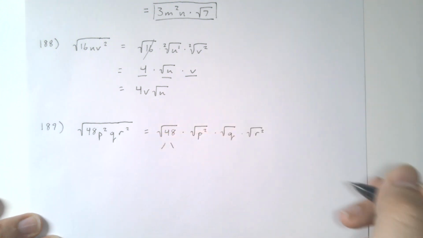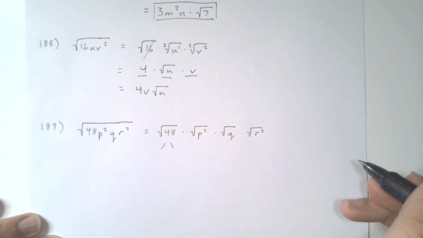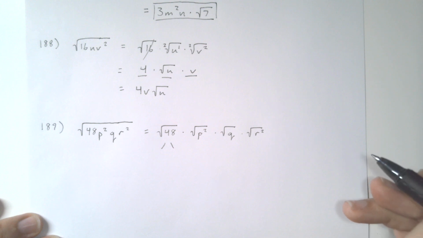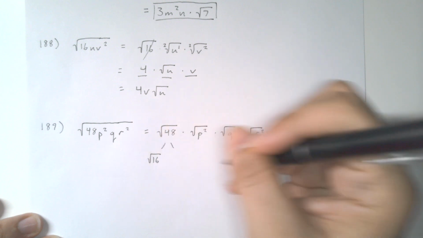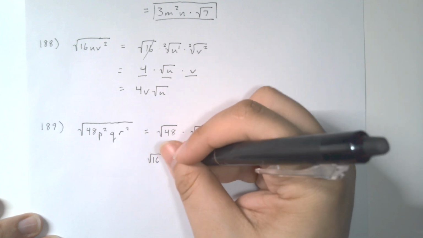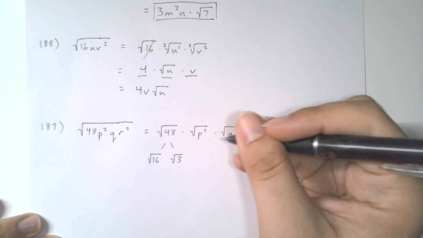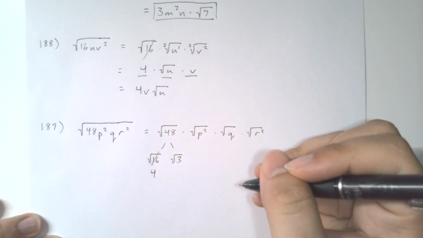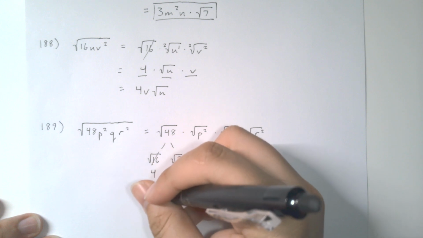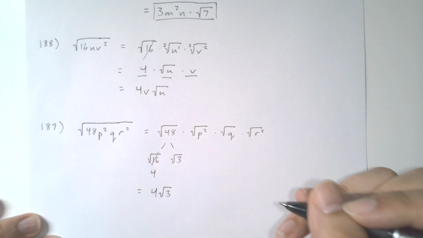Next, we ask ourselves, what's the largest perfect square that 48 is divisible by? And it's actually 16. So 16 times 3 is equal to 48. And the square root of 16 is 4. So we get 4 square root of 3.